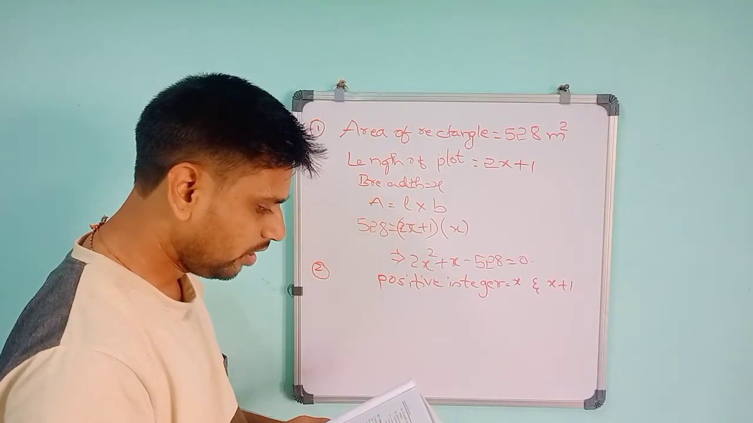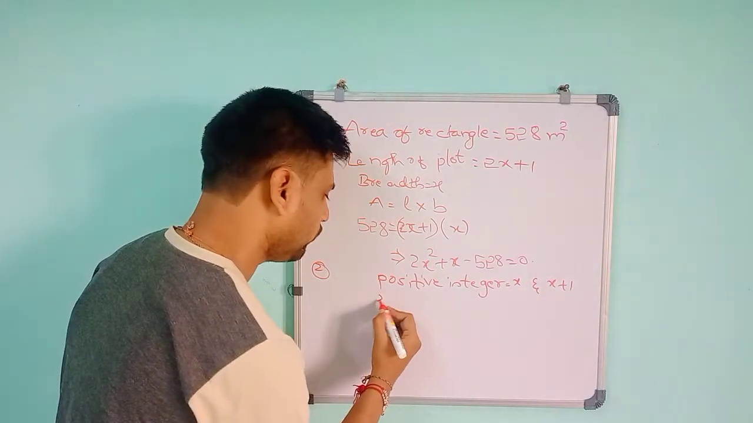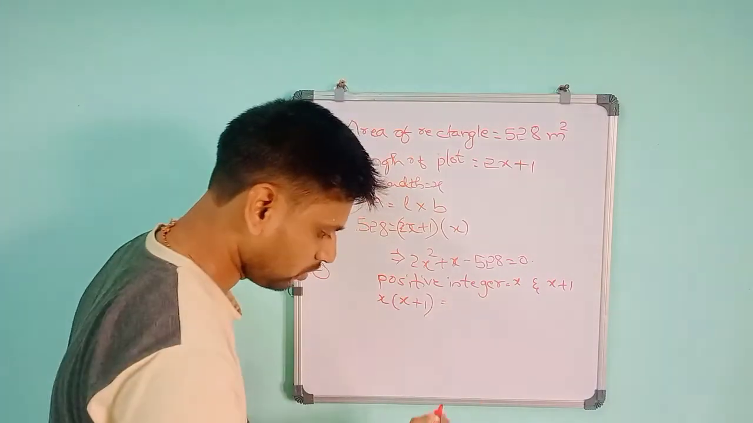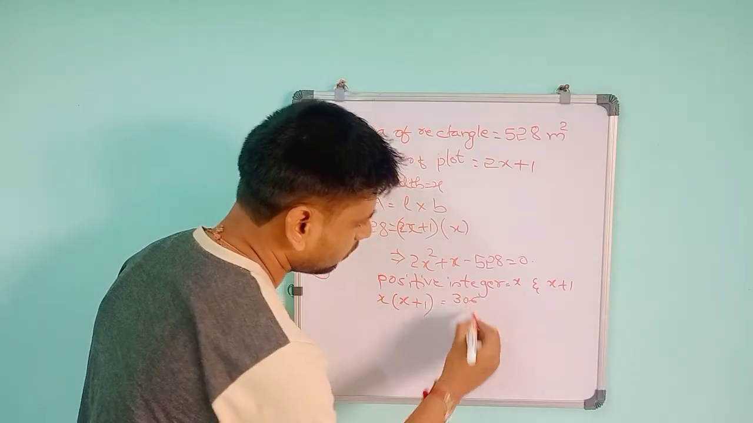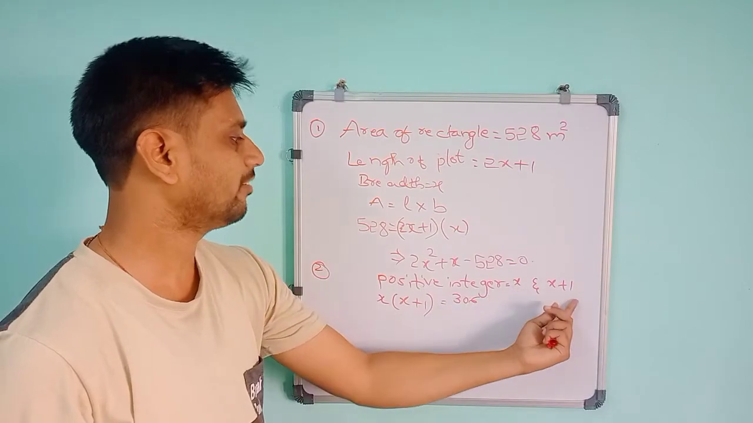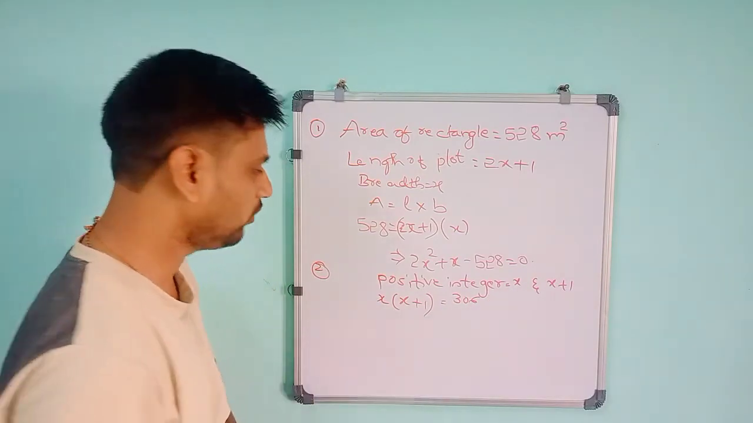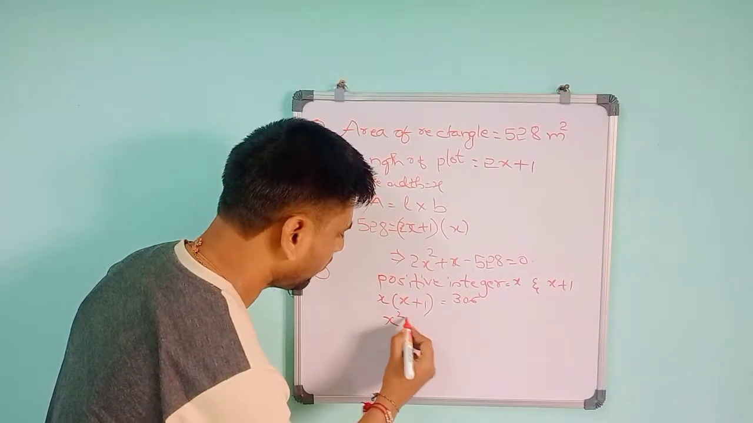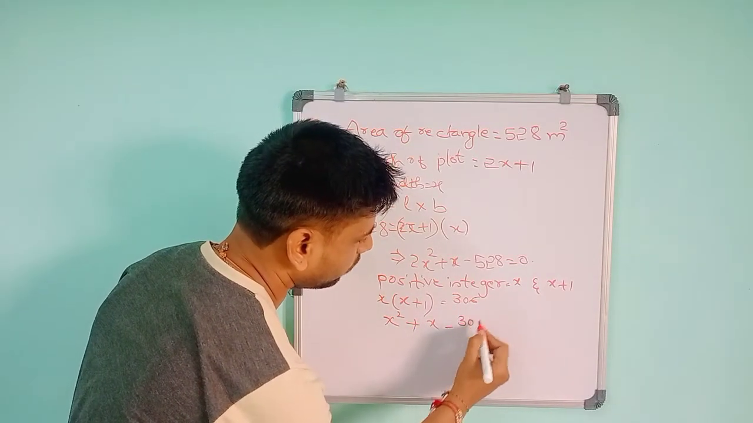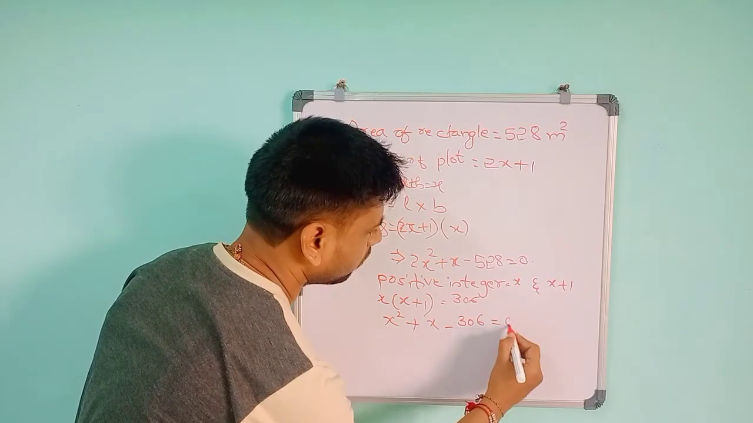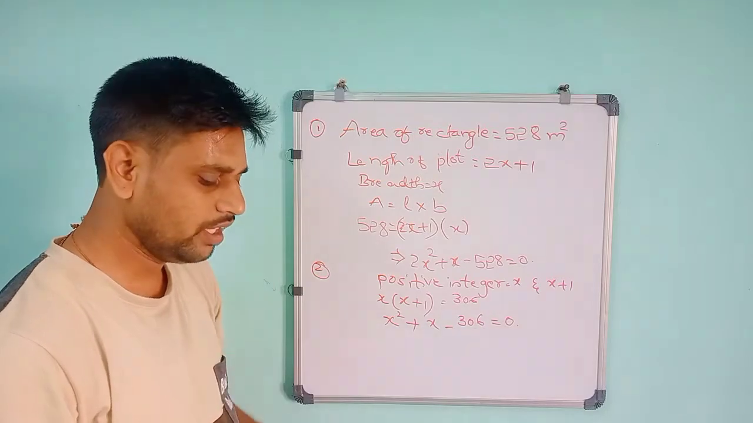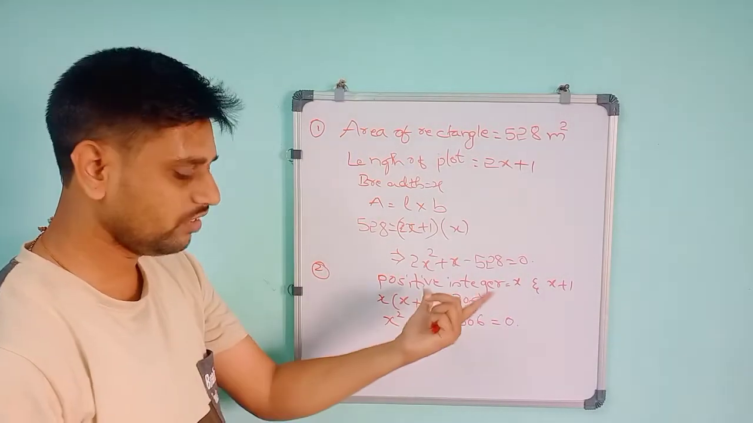This one is what they have given. This one is the product. Product means this one into this one. Product means x into (x plus 1) is equal to 306. So the product they have given, so you have to multiply these two numbers, that is positive integers x and x plus 1. So x into (x plus 1) is equal to 306. Then you solve this one. x square plus x into 1 is x, and this side it comes to minus 306 is equal to 0. So the equation formed, x square plus x minus 306, is the mathematical representation of this question.